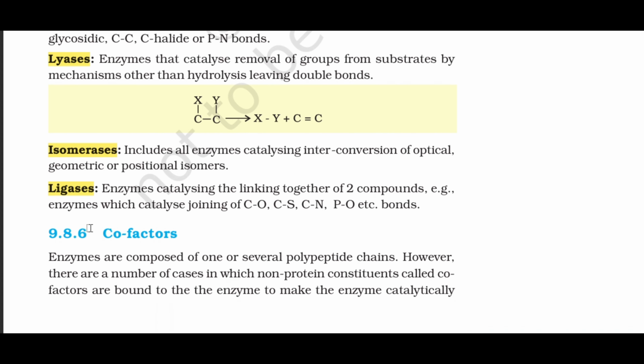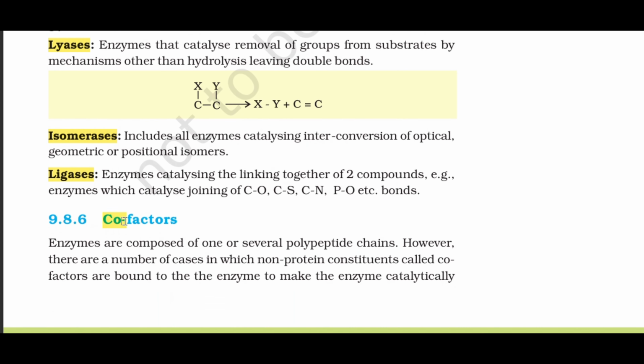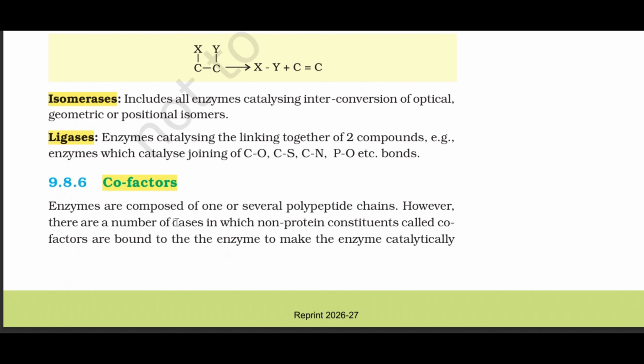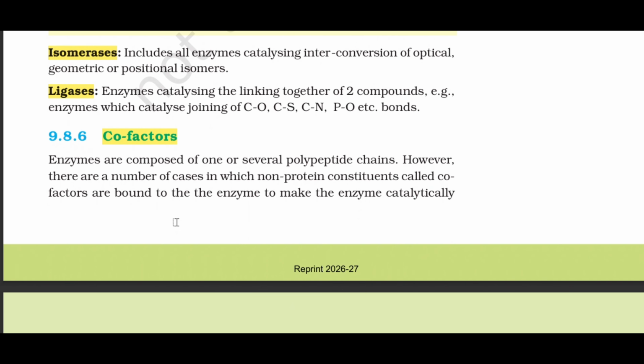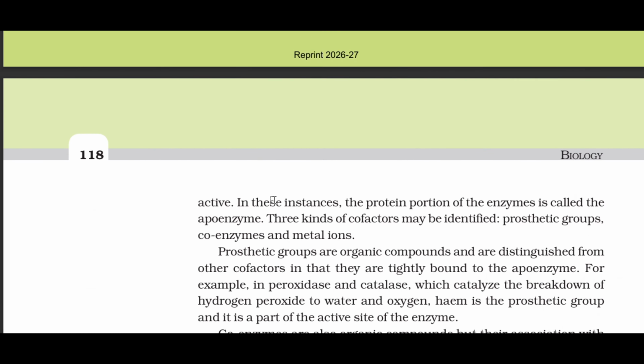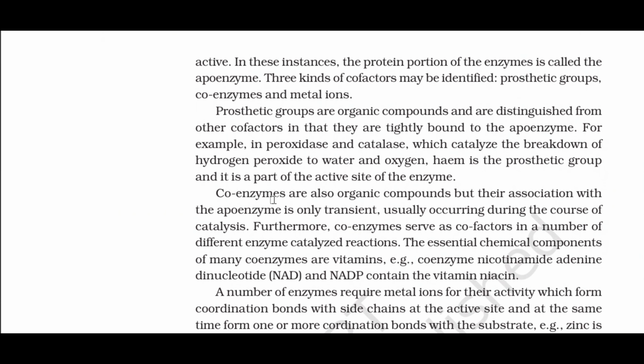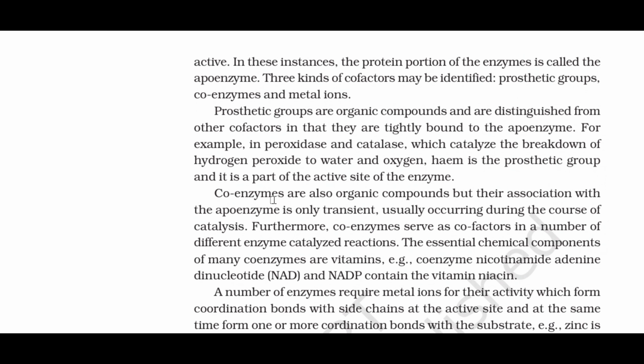bonds. Cofactors. Enzymes are composed of one or several polypeptide chains. However, there are a number of cases in which non-protein constituents called cofactors are bound to the enzyme to make the enzyme catalytically active. In these instances, the protein portion of the enzyme is called the apoenzyme. Three kinds of cofactors may be identified: prosthetic groups, coenzymes, and metal ions.